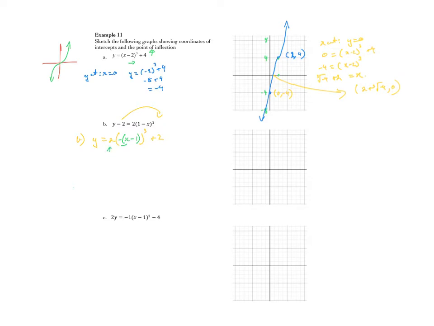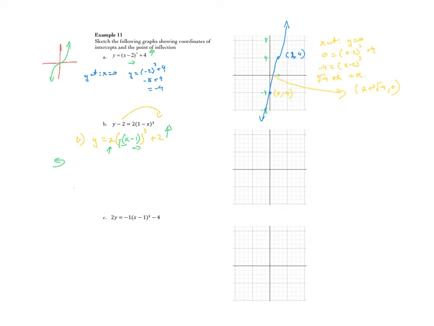Out the front is what we call our dilation. So that makes our graph fatter or skinnier. So in this case, skinnier. Negative inside, we're reflecting it about the y-axis. Okay, so everything on the top right is now on the top left. Minus 1 inside, we shift it to the right 1 unit. Positive 2 outside, we shift it up 2 units. All right. Now, I guess the key one is my point of inflection, which is at the point 1, 2.